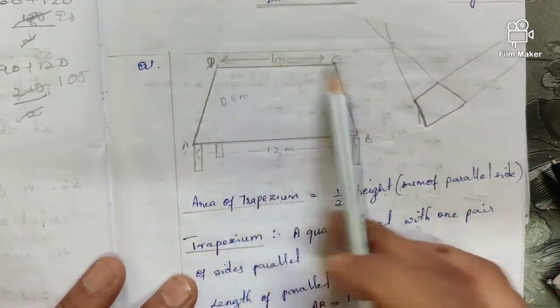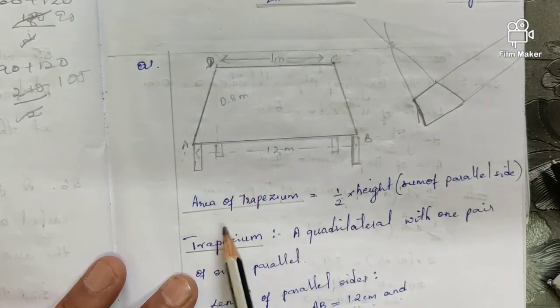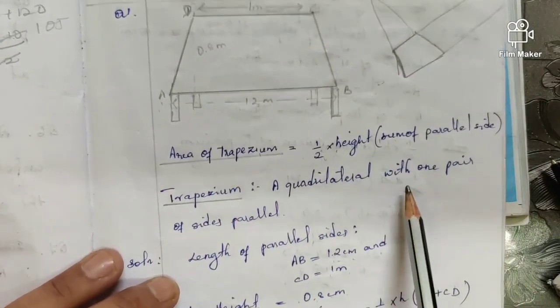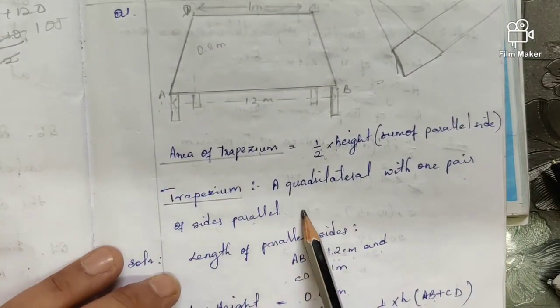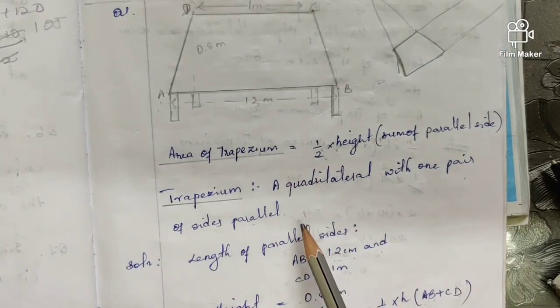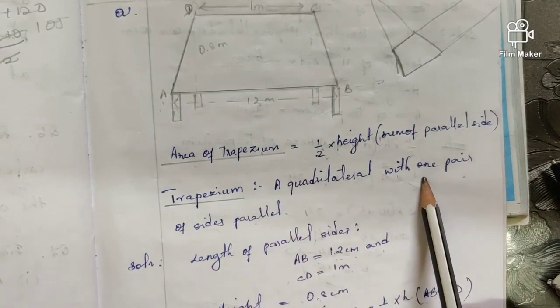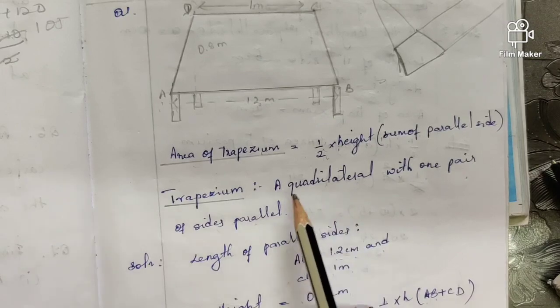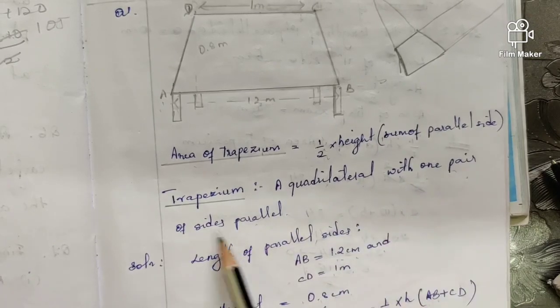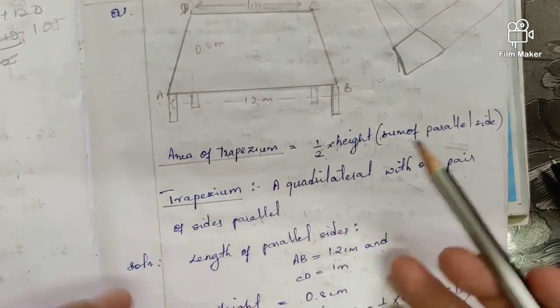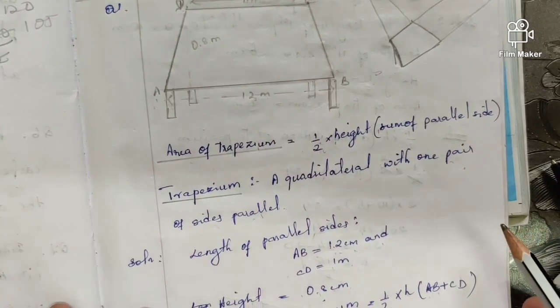So these lines are parallel. A trapezium is a quadrilateral with one pair of sides parallel. Quadrilateral meaning is a four-sided shape, trapezium meaning is a quadrilateral with one pair of sides parallel. Parallel means never intersect. Right.